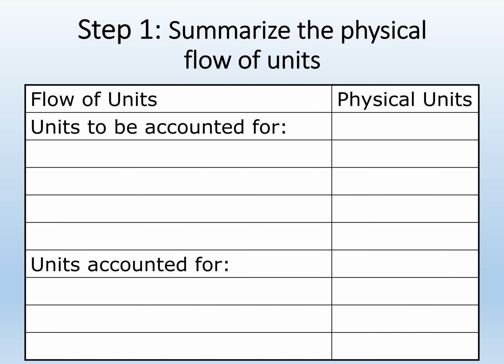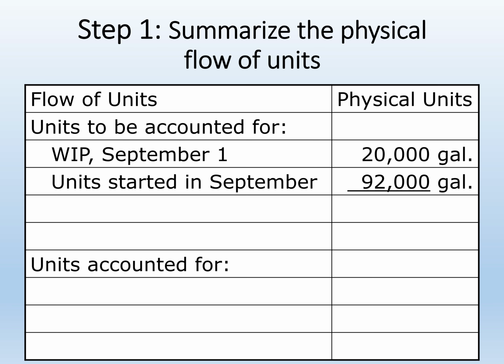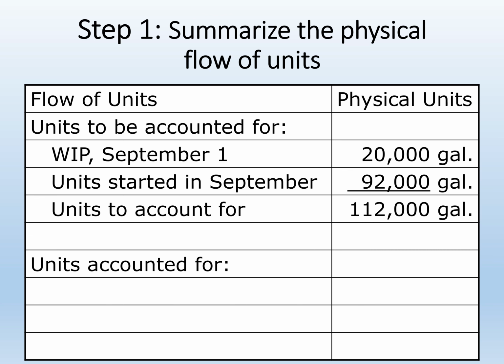Now we can put that information into a more formal accounting format. On the input side, we started out with a work in process beginning balance of 20,000 gallons. And during the period, we started another 92,000 gallons for a total of 112,000 gallons.